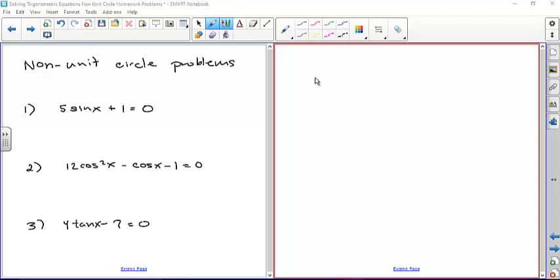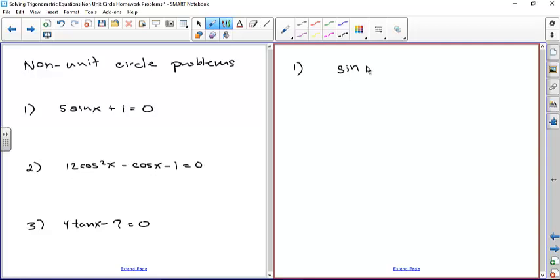Okay, so here are the four problems that you have to solve without possibly using the unit circle. It's using the same procedure that we've covered, but I know some of you prefer to use the unit circle for the other problems, which is fine. But there are cases where you can't use a unit circle. So the first problem, do the same thing that you would have done.